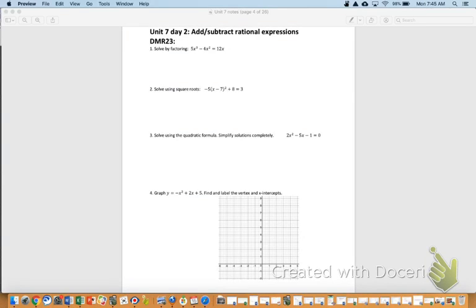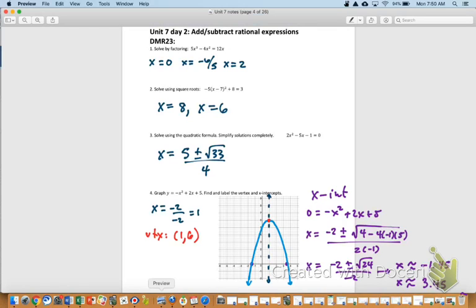Few minutes and work on this. I do have your old DMRs. I'll hand back to you in a few minutes. Here's some answers for these.